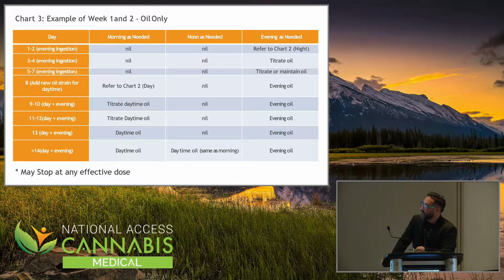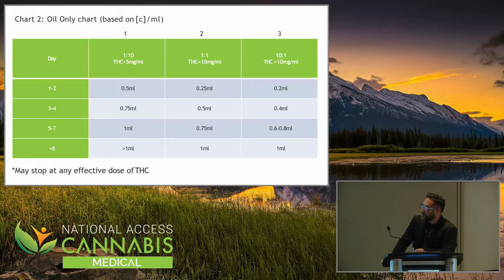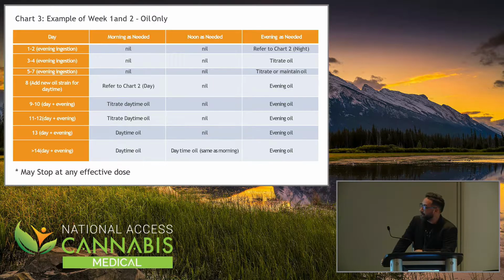Good. So day 3, day 4, again, you're titrating their oil. How do you titrate the oil? Well, you follow the columns. It's pretty straightforward. Day 5, day 7, again, you're still titrating or maintaining the oil. Now, day 8, you can either add a new strain or start using that strain in the morning.